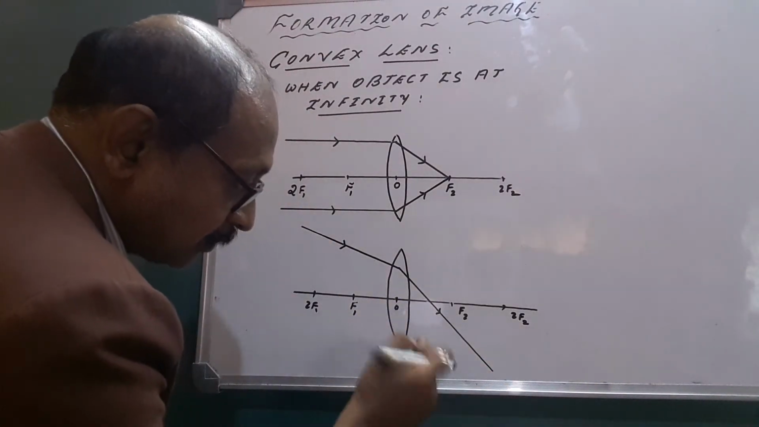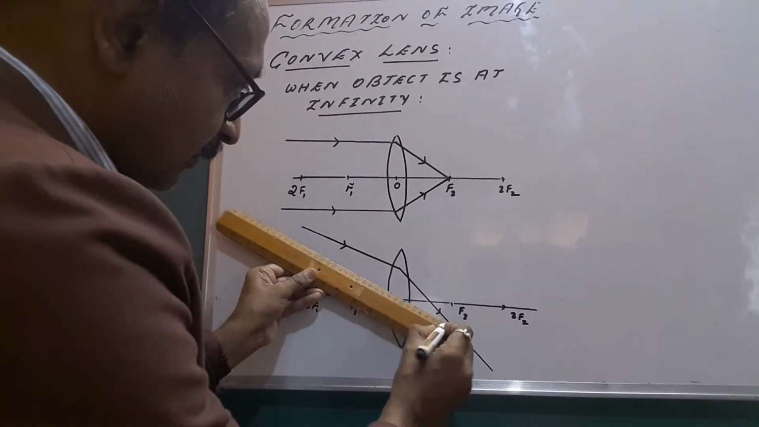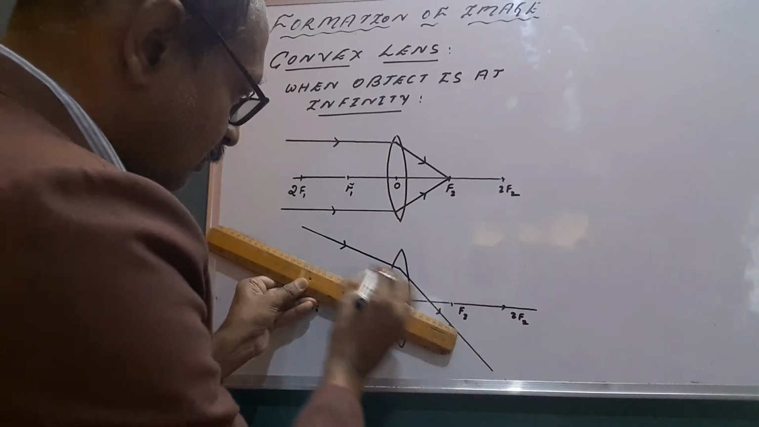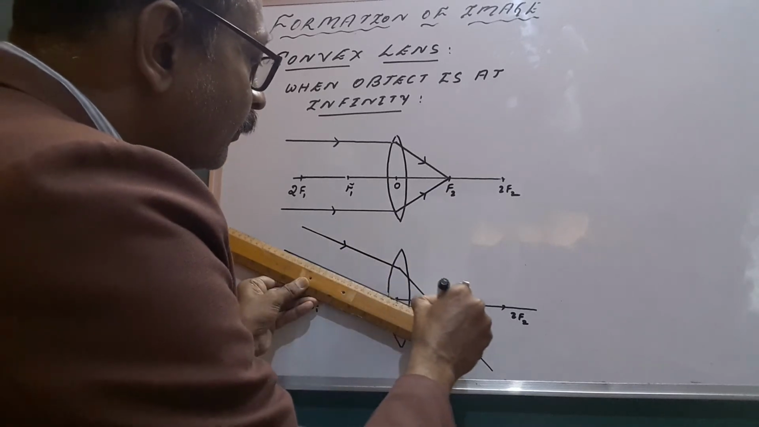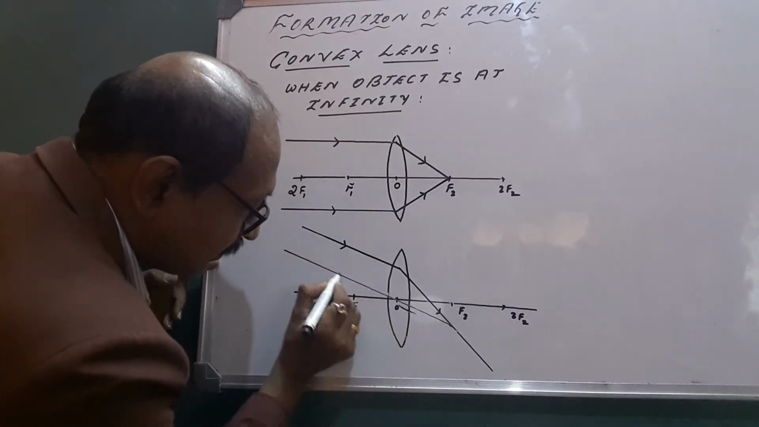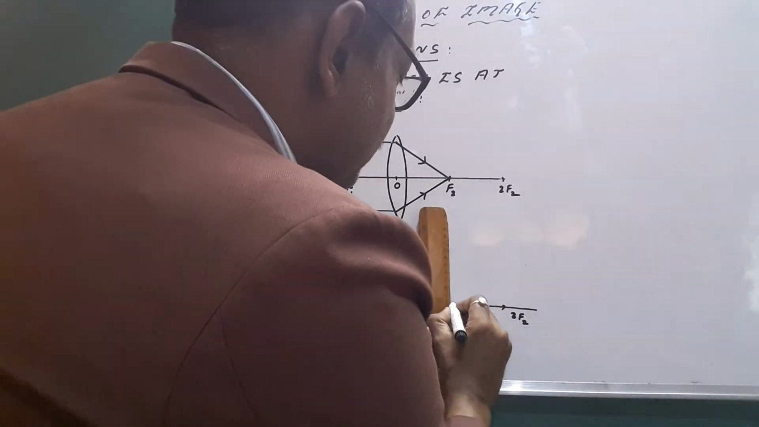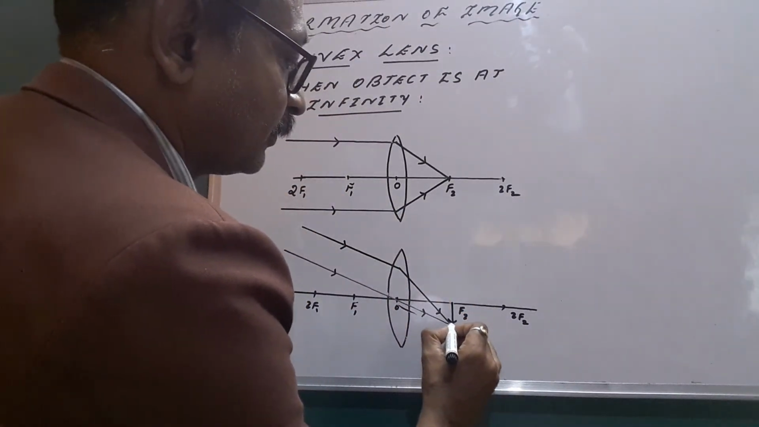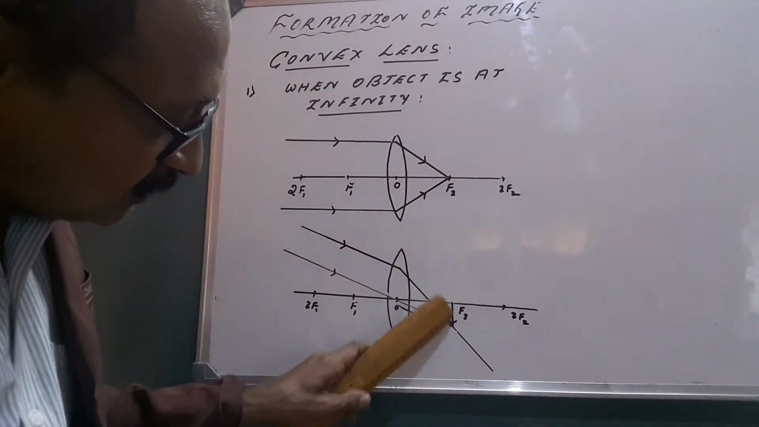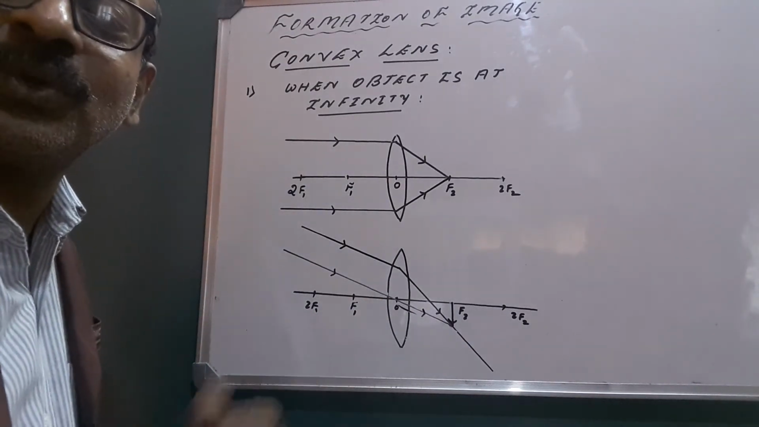Where is the image formed? Take another ray, from here, and produce this. It passes through the optical center like this. Where is the image formed? Please see here. This is where the image is formed. The object is somewhere at infinity.